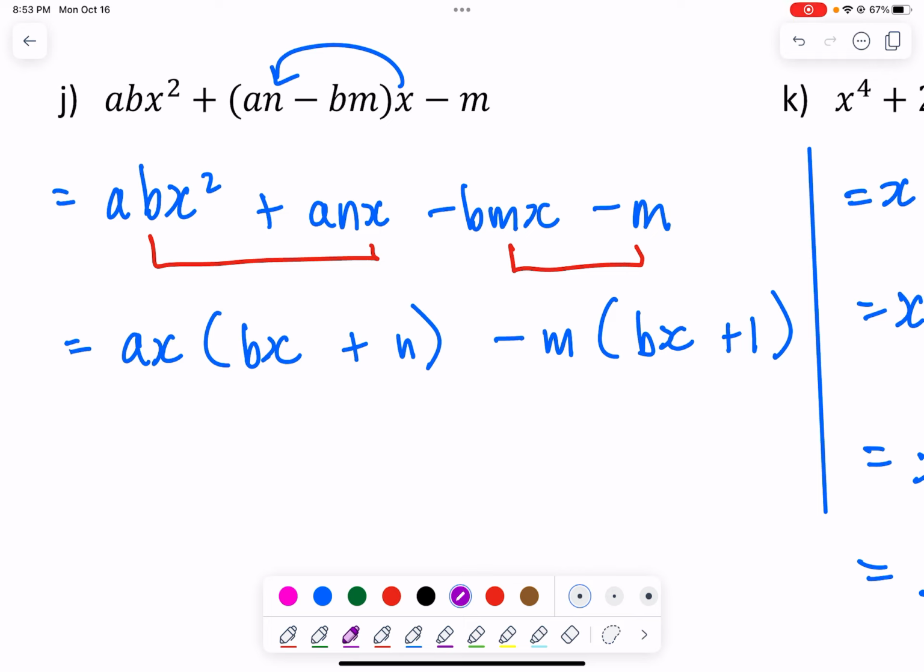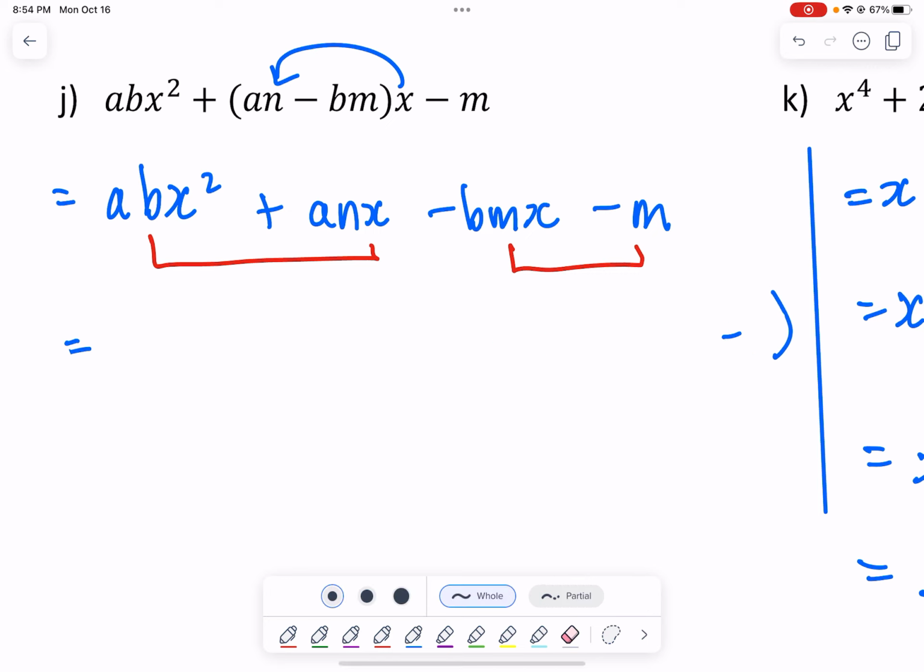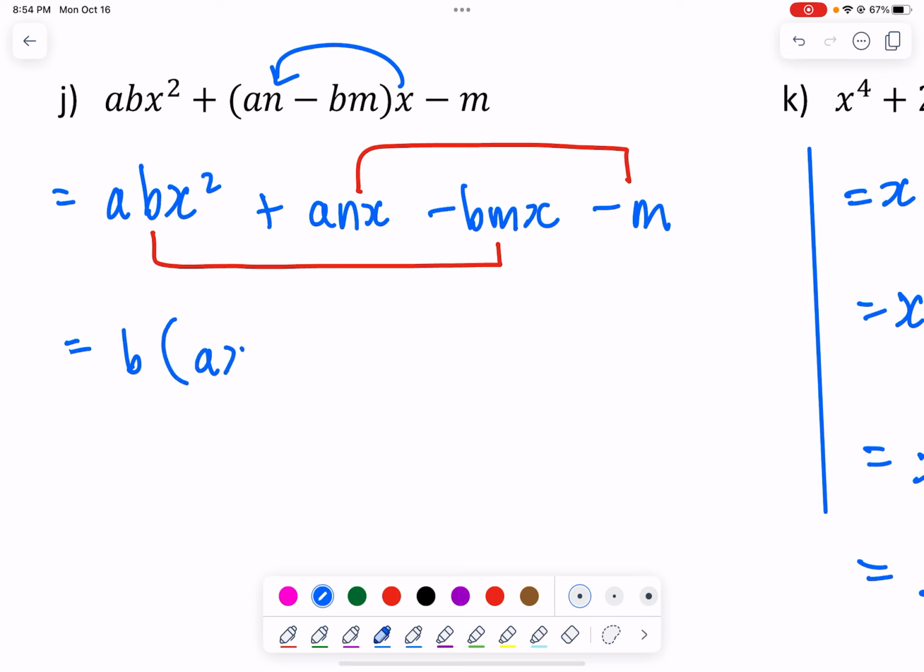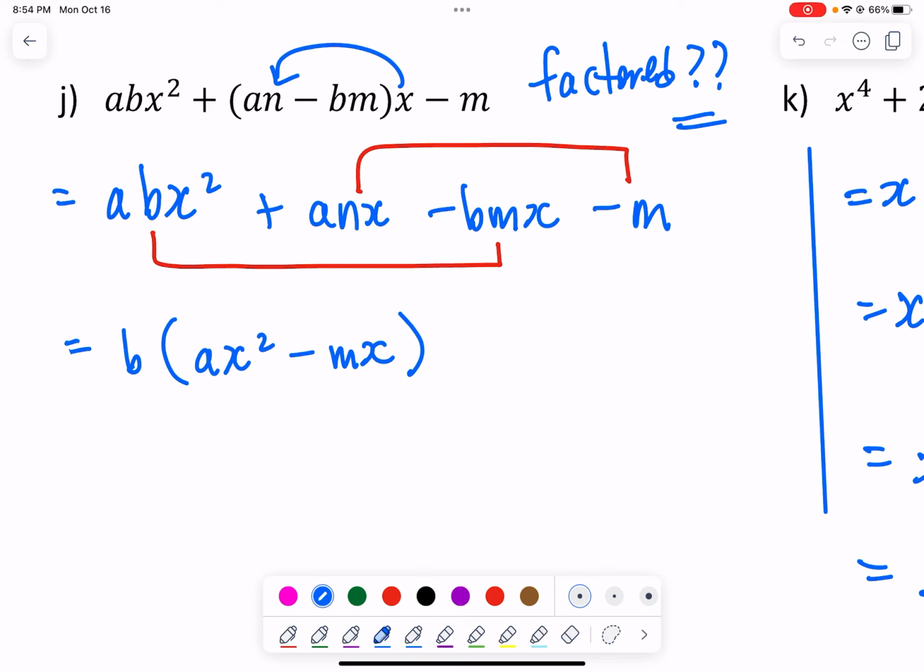A can come out of those. Maybe combine the ones with the B's. Let me try this. Let me try combining the B's. So if I factor out a B, I'd be left with ax squared minus mx. And then for the last two, there's nothing in common. So, you know what? I think this is already factored. I don't think there's anything, but I'll double check and get back to you. Okay, do your homework.